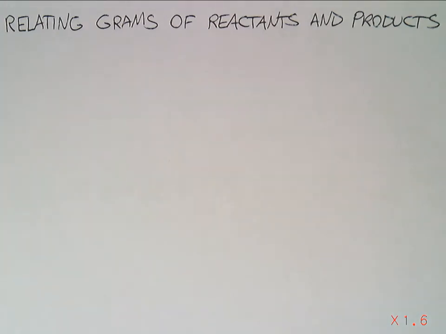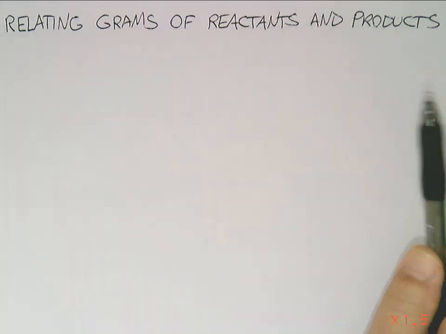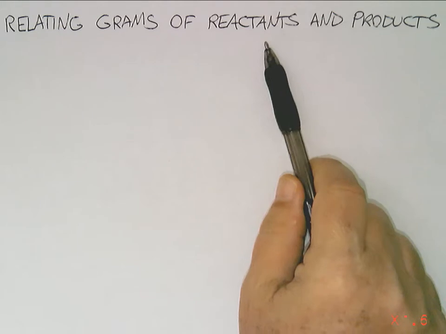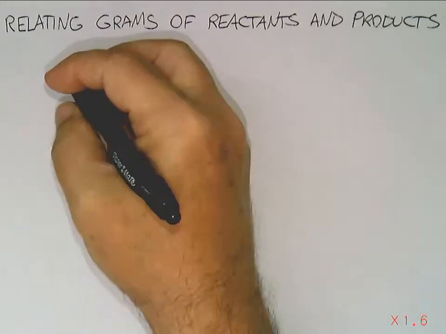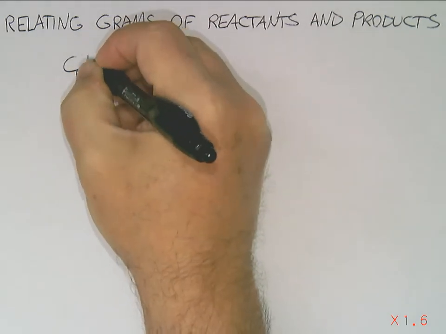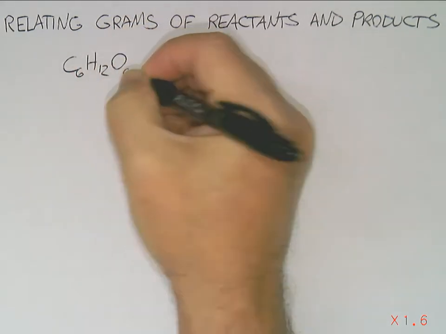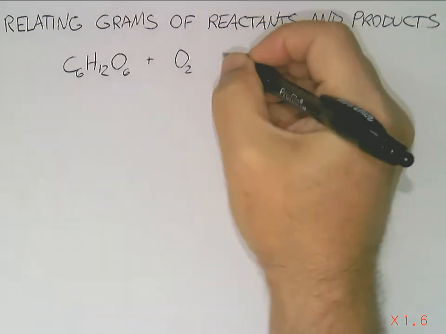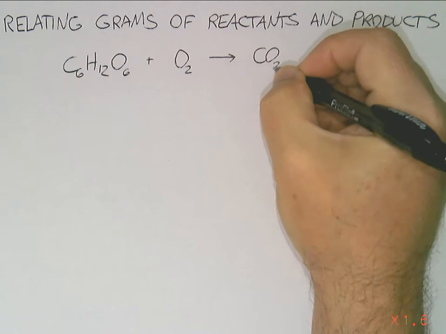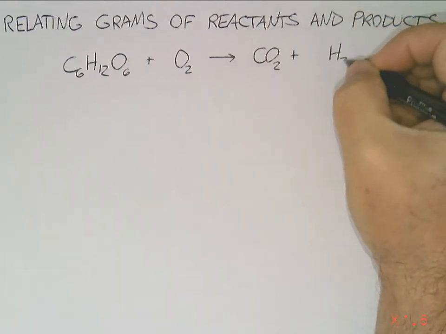Chemical reactions we've seen are like recipes. They tell you what proportions you need to mix reactants and products together so that you're not wasting any ingredients. Now, often we want to know how to relate grams of a reactant with grams of a product. For example, your metabolism is based on burning glucose, which is a sugar. It's got this formula. And that combines with oxygen gas to give you carbon dioxide and water.